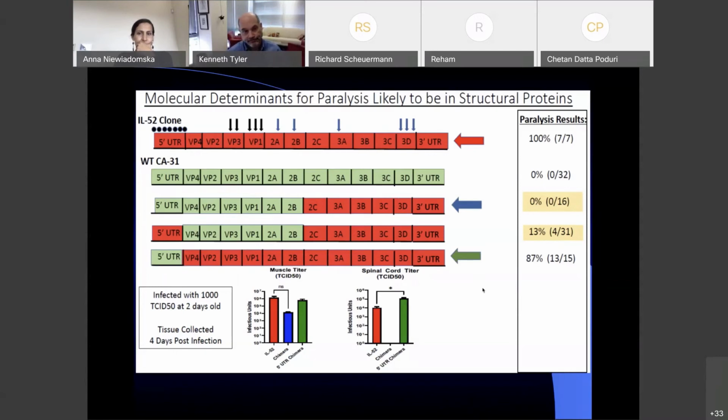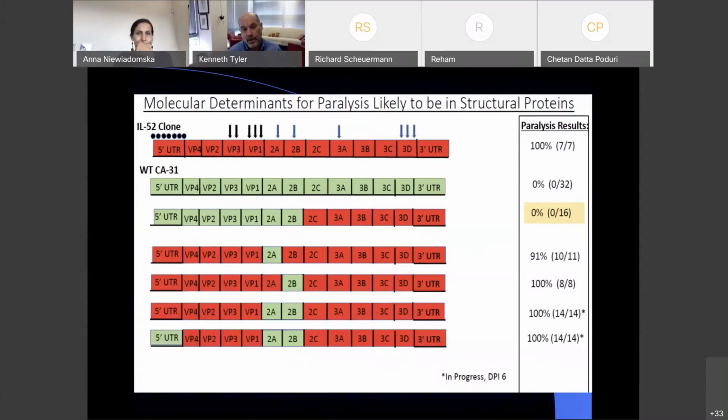Next slide. We've also started to test other ones. I showed you the right side didn't make a difference. What about the 2A or 2B or their combinations? You can see that putting in 2A, 2B, or both doesn't attenuate the virulent strain. And next slide.